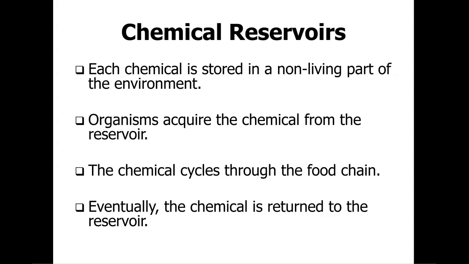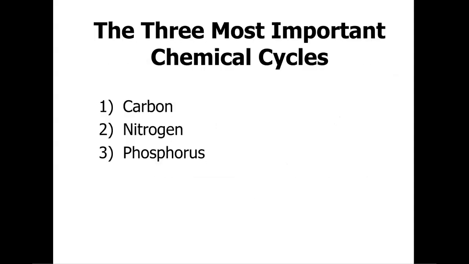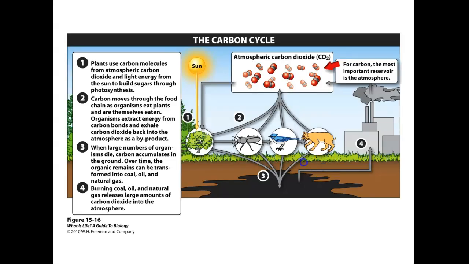The chemical reservoirs are going to be a non-living part of the environment where the chemicals are going to be stored. So organisms can acquire these, like we said, from the reservoir. They have chemical cycles as they go through that food chain, which we just talked about, and then they're going to be returned again. And so 3 important chemical cycles that we're going to go over are going to be carbon, the nitrogen, and the phosphorus cycle.